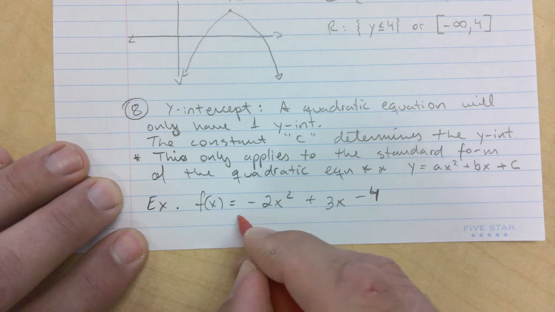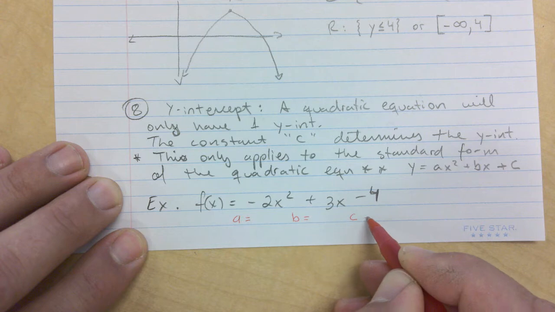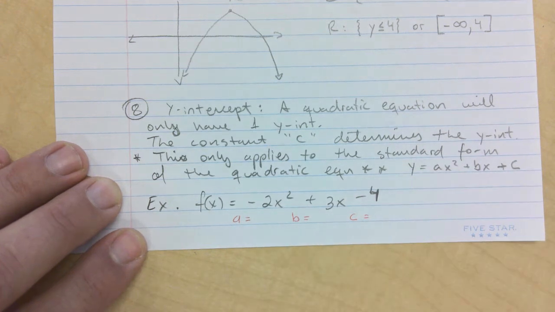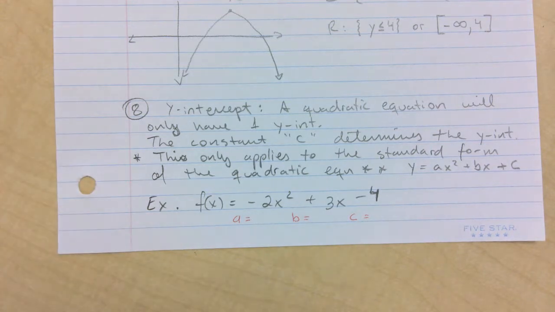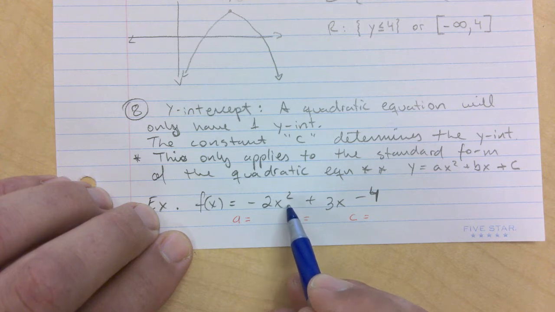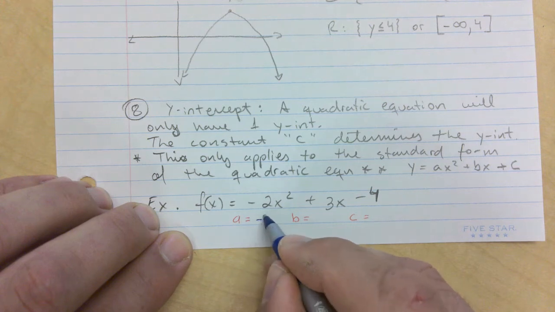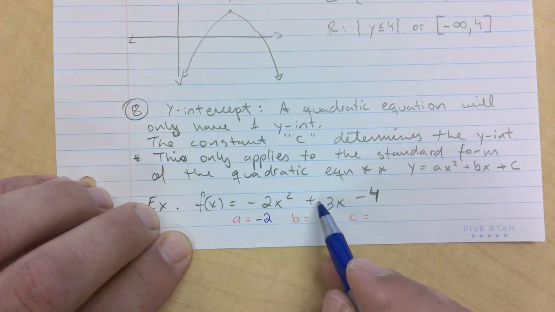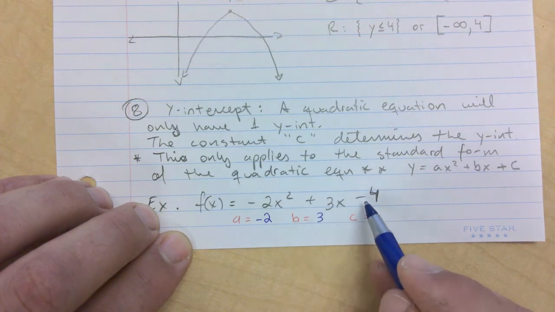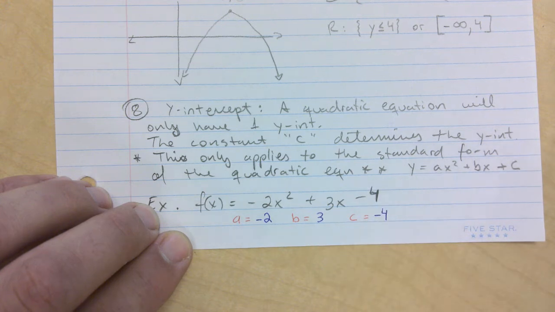But if I ask you to determine the values of a, b, and c, if I give you something like this, you need to be able to tell me what those are. Some students would say A is negative 2x squared. That's not A. A is only referring to the coefficient in front of x squared, so it'd be negative 2. B is the coefficient in front of x, so it's positive 3. C is the constant on its own, so it'd be negative 4.